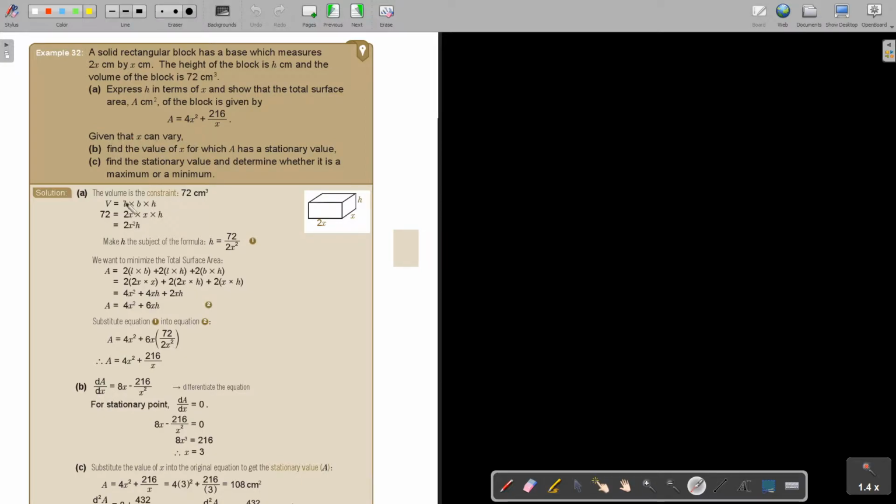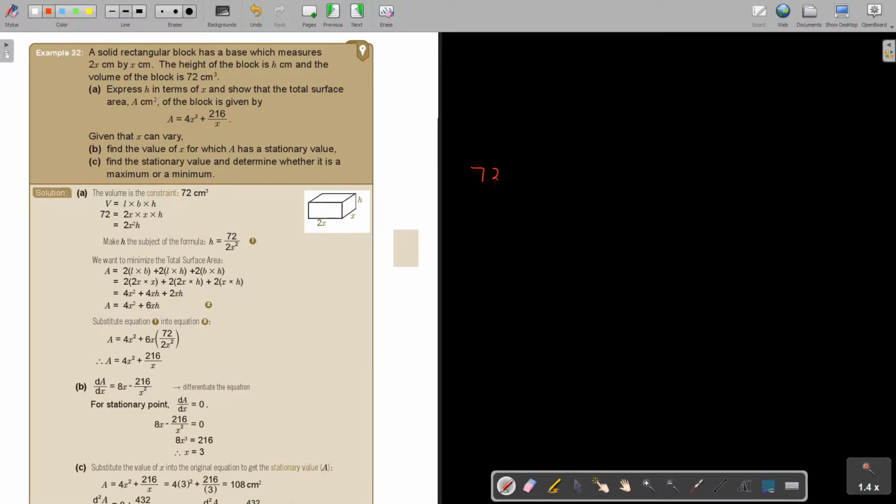Given that x can vary, the volume is the constraint. It's only 72 cubic centimeter. So what is the volume of a cuboid? It's length times breadth times height. So put in the 72, put in the length, put in the breadth, and there's the height. Now make h the subject of the formula, and I can even show you again here.